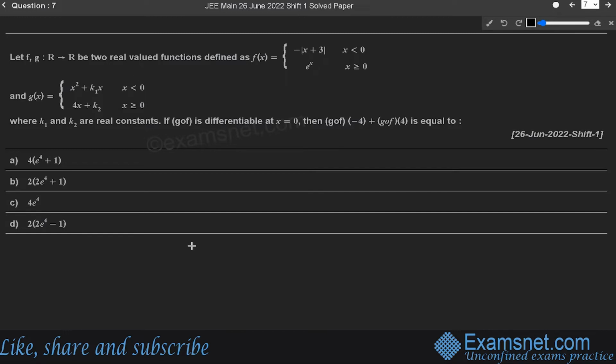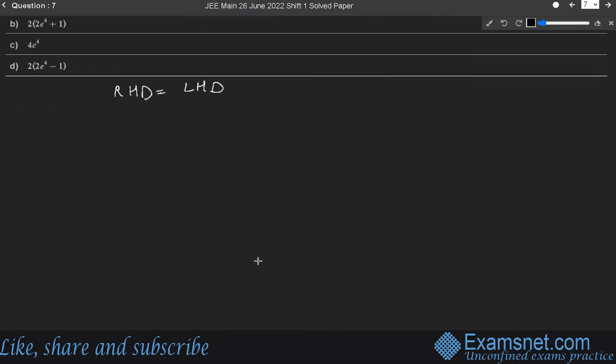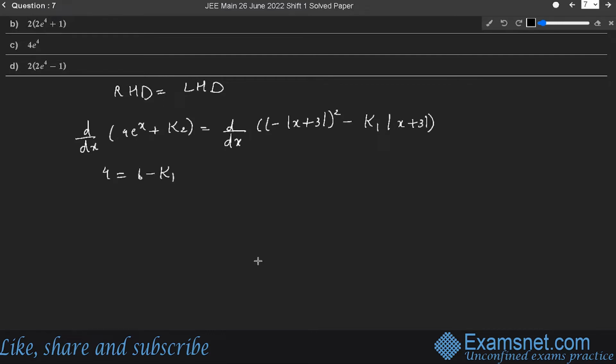It is a very interesting question. It is given that g of f is differentiable at x equals 0, so we can say that the right hand derivative will be equal to the left hand derivative. It can be written as d by dx of 4 into e power x plus k2 is equal to d by dx of minus mod of x plus 3 whole square minus k1 into mod of x plus 3. So we can say that 4 will be equal to 6 minus k1, so k1 will be equal to 2.